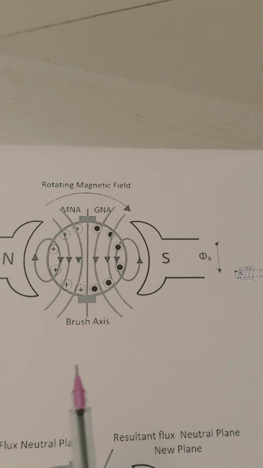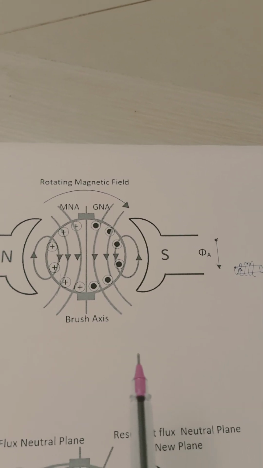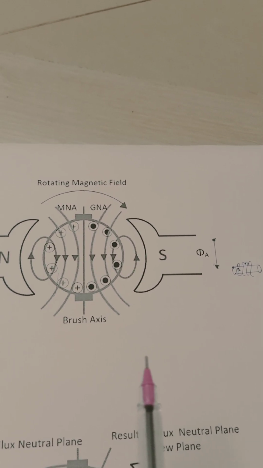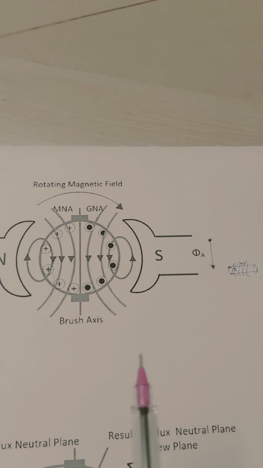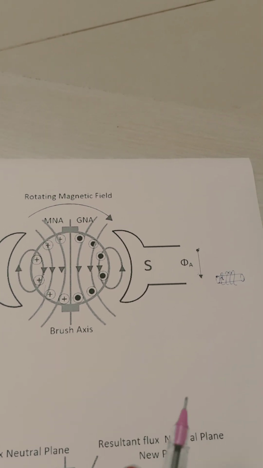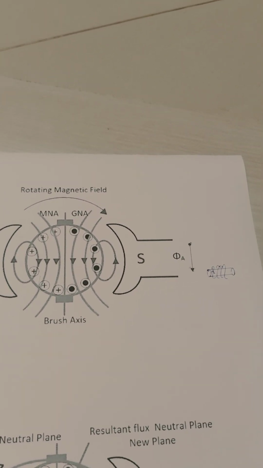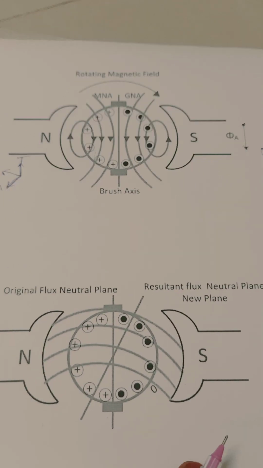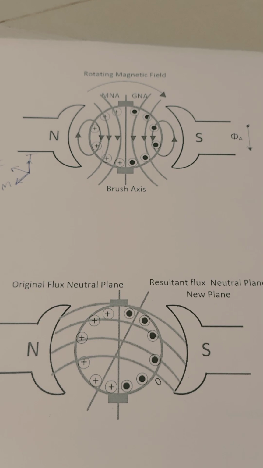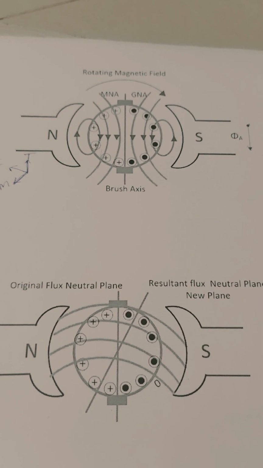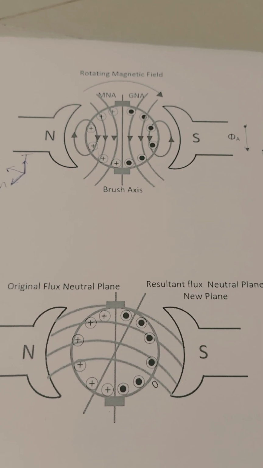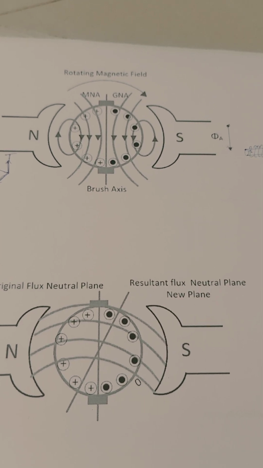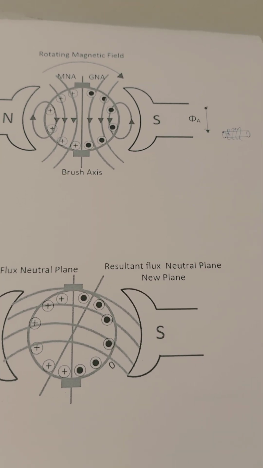Hope you understood this second case. The second case is the direction when the current is passed through the armature conductors. Then coming to the third case, that is considering both armature current and the field current. Both are acting simultaneously on the conductor.